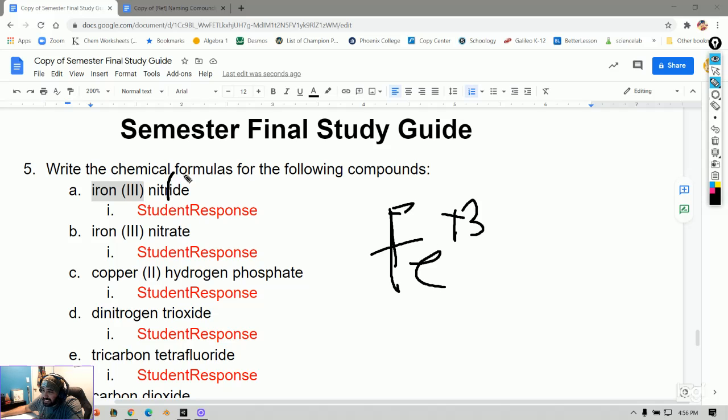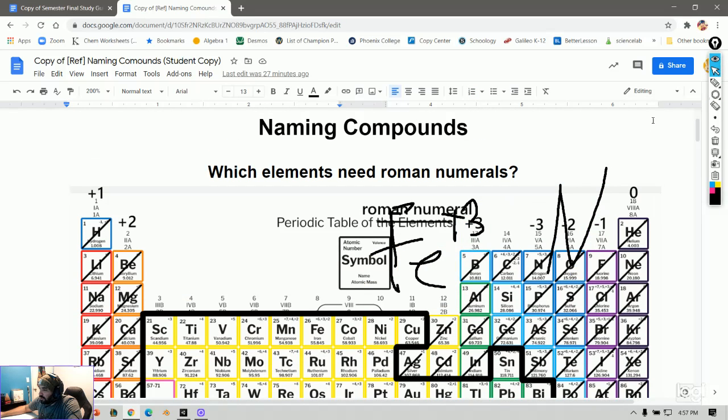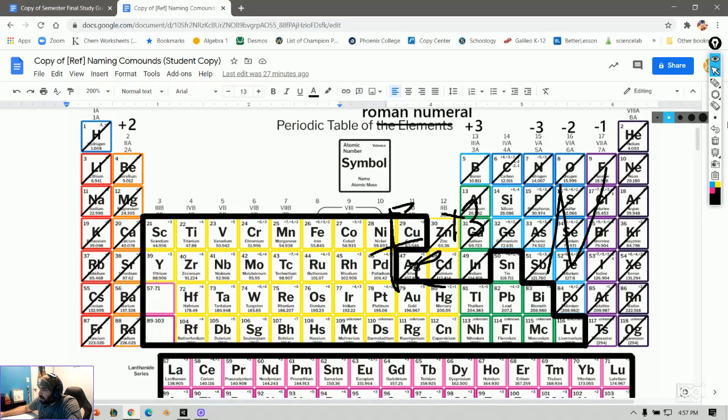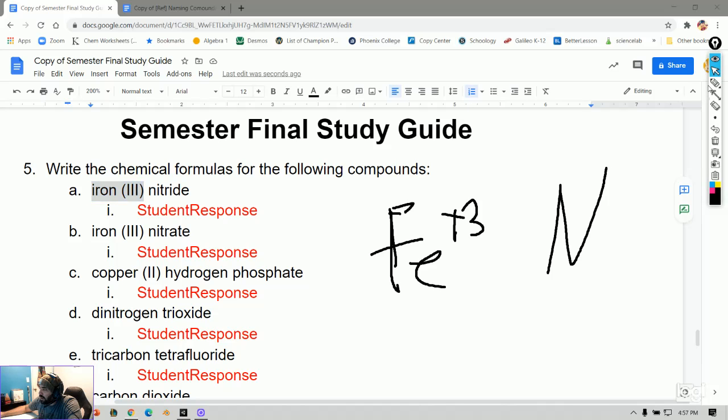Nitride. I see IDE. This isn't nitrate. This isn't nitrite. This is nitride. So I know this is nitrogen. Let me go find nitrogen on here. Here is nitrogen. And if you draw a line straight up, it has a negative 3 charge. So I'm going to go ahead and write that, negative 3.